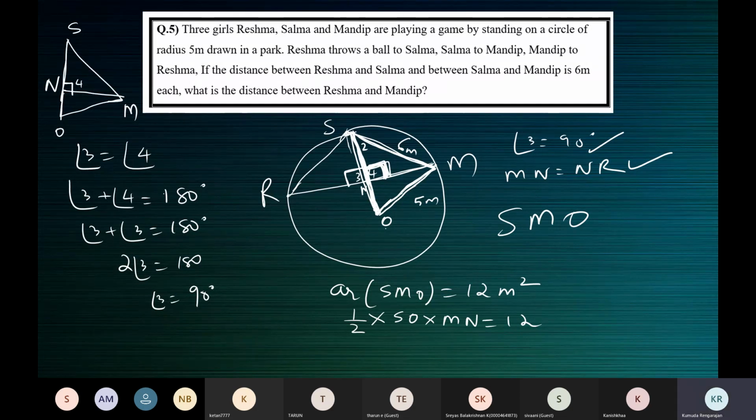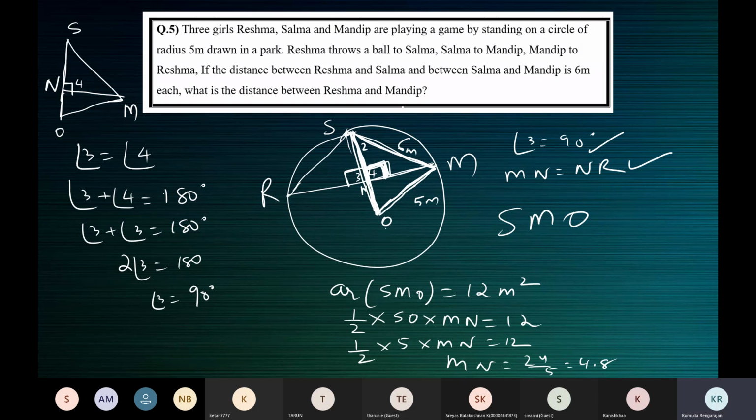And now half into SO, which is 5, into MN is equal to 12. So you get MN is equal to 24 by 5. When you cross multiply, 24 by 5. What is 24 by 5? 5 4s are 20, 4.8.